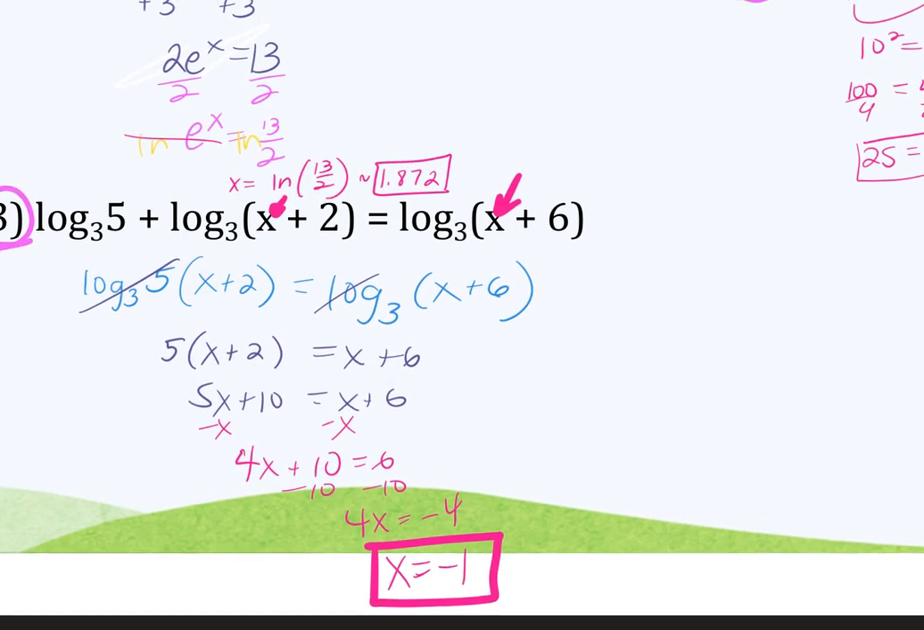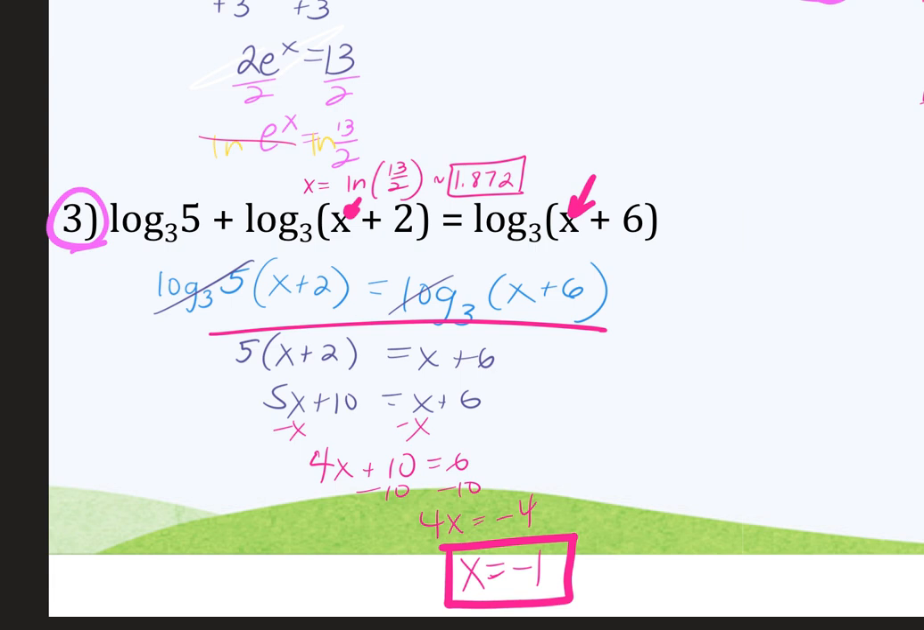The other type of question you had with this would be like if it said log base 3 of 5 to the x minus 2 or x plus 2 and it equaled a number.